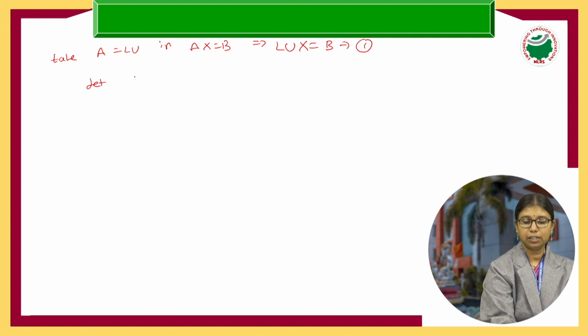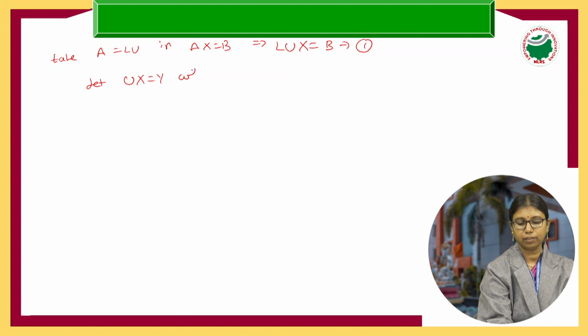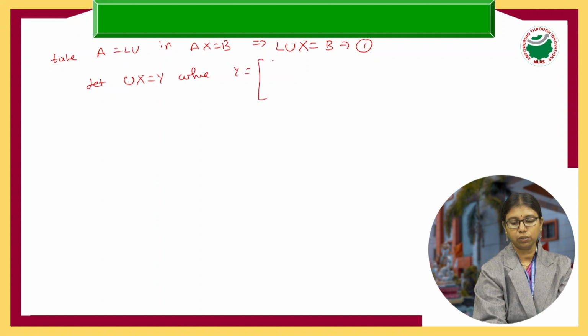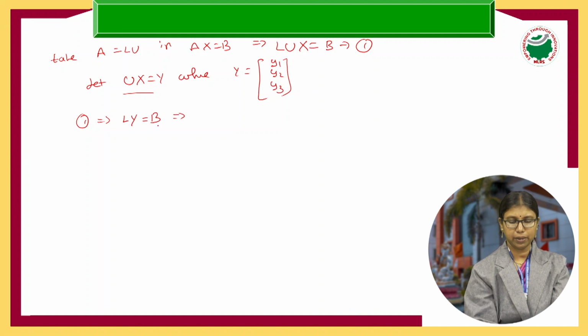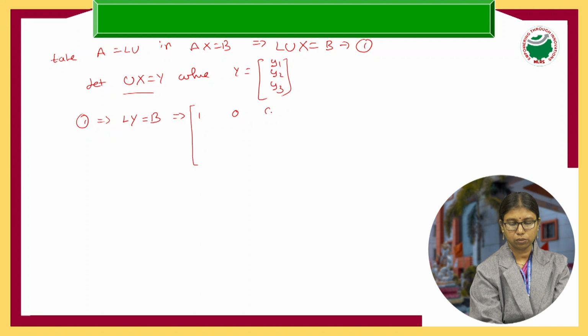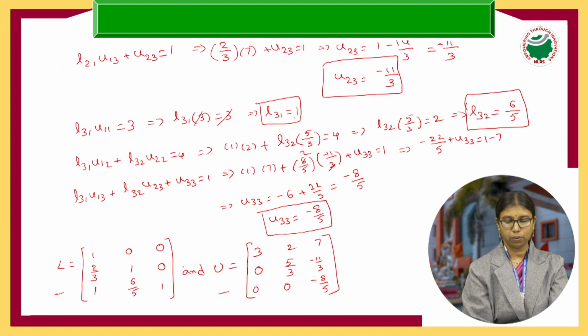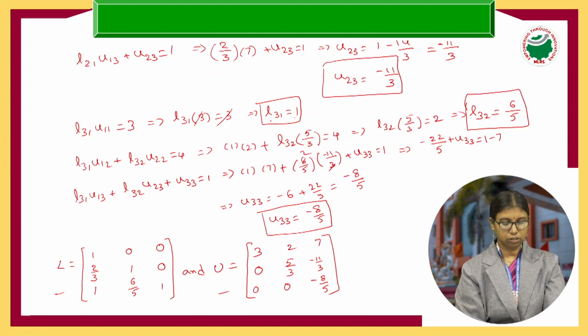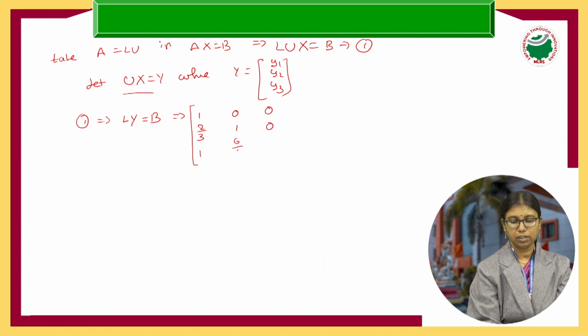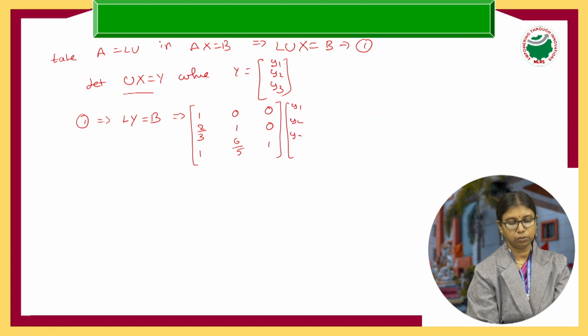Here I will take an assumption that UX is equal to Y, where Y is Y1, Y2, Y3. So if you are taking this UX equal to Y in equation 1, then you will get L into UX, that is Y, equal to B. Now substitute the values of L, Y and B. L is 1, 0, 0. Next, the second row is 2 by 3, 1, 0. Next, the third row is 1, 6 by 5, 1, into Y, which is Y1, Y2, Y3.